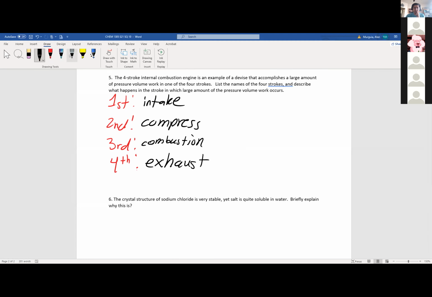Perfect. So which of these strokes has the large pressure increase or your large amount of work happening? So it's in the combustion. This is where you have the large amount of pressure volume work. And why is the combustion having the large amount of pressure volume work? Like, who can tell me why combustion has such large amounts of work happening?